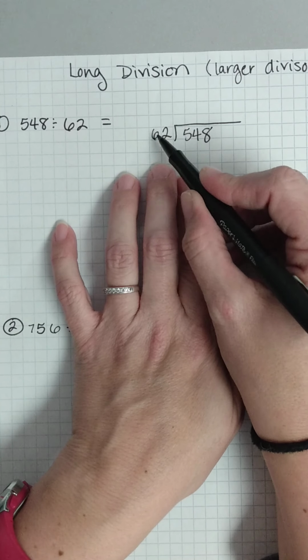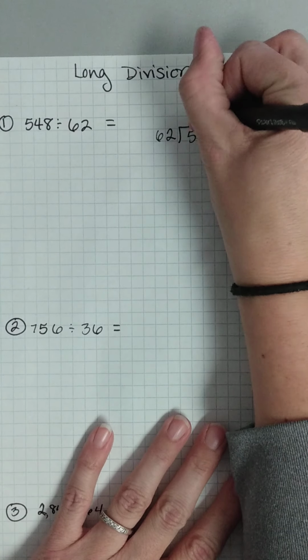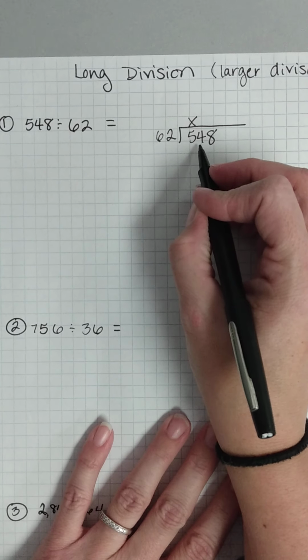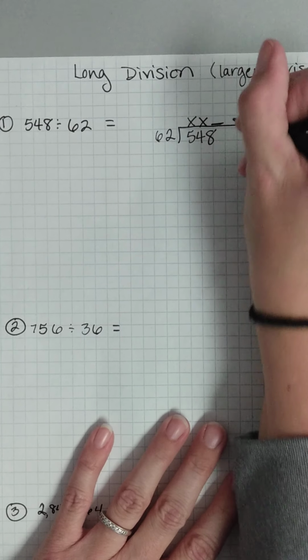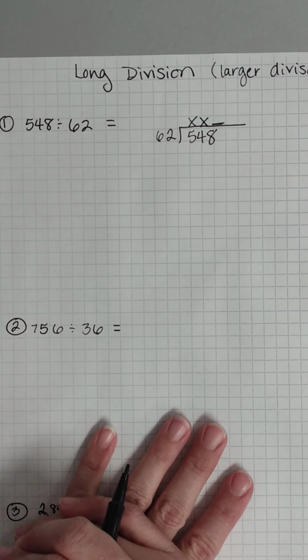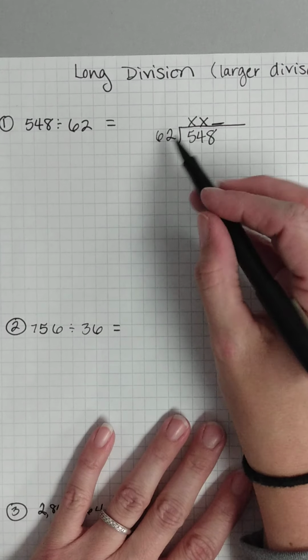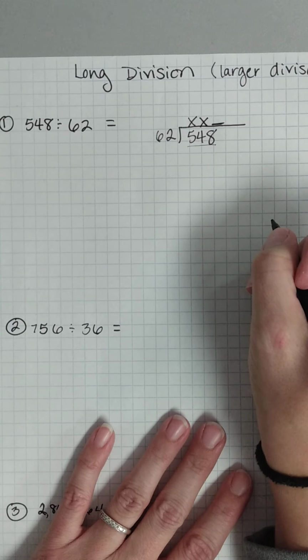I'm first trying to see, does 62 go into 5? And the answer would be no. Does 62 go into 54? And the answer would also be no. So right away I can tell that my answer is going to be a one-digit answer, and that might even have a little bit of a remainder afterwards. But what I need to figure out is how many 62s can go into 548.